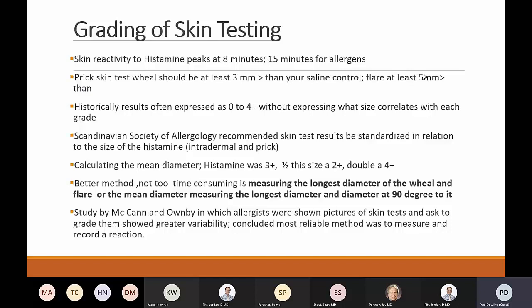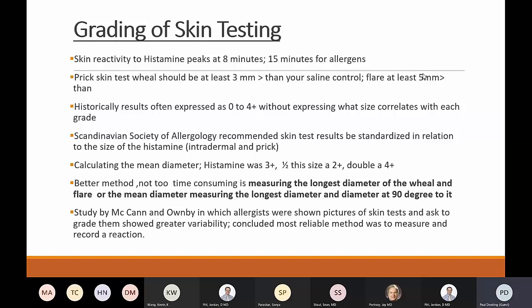There are a lot of people who will use the histamine, the positive control. If you have a good histamine control, they will use that as a 3+. Something that's half the size of that would be a 2+. Less than that would be a 1+. And anything bigger than the histamine, or if they had pseudopods or satellite lesions, would be a 4+.